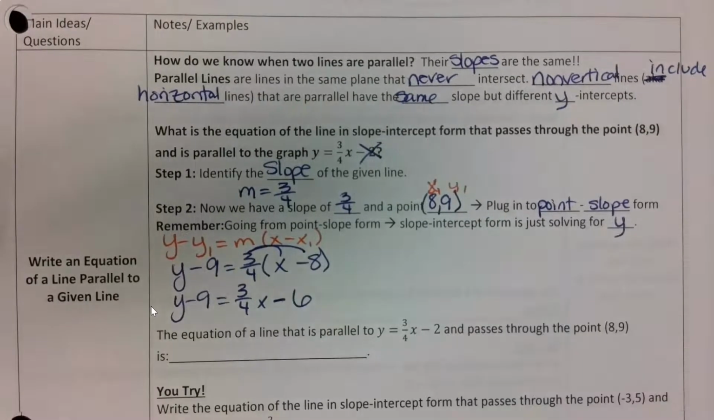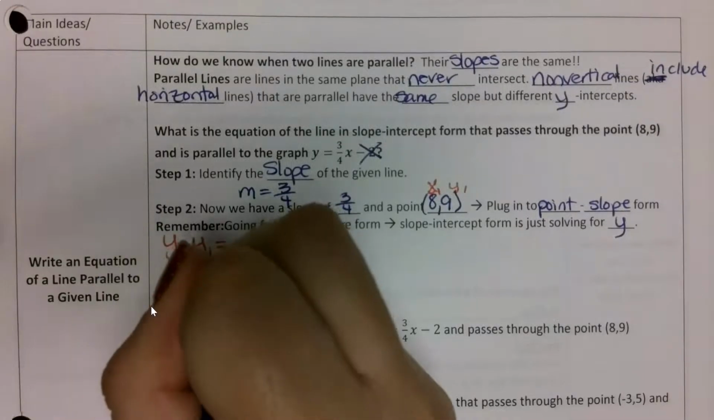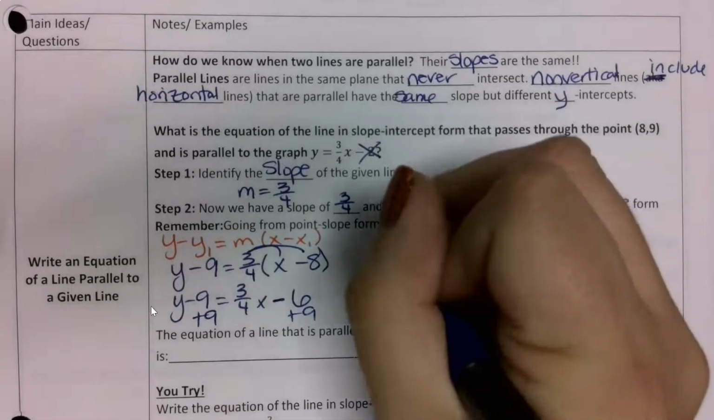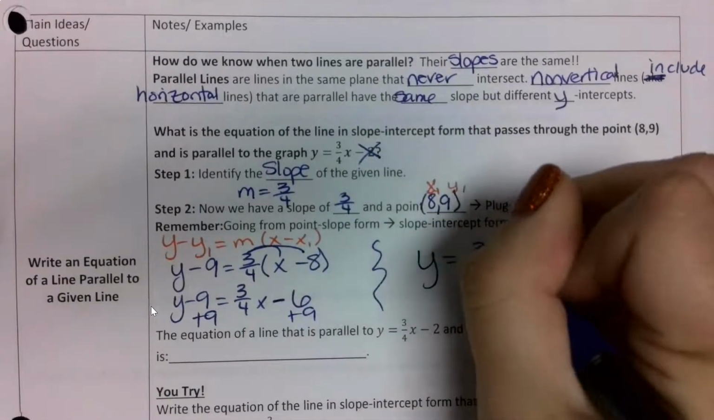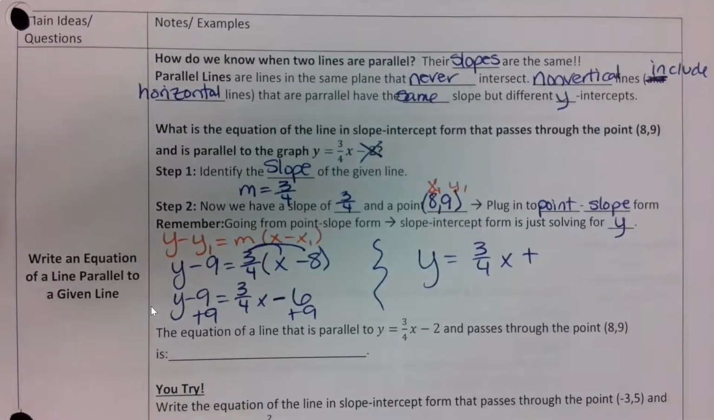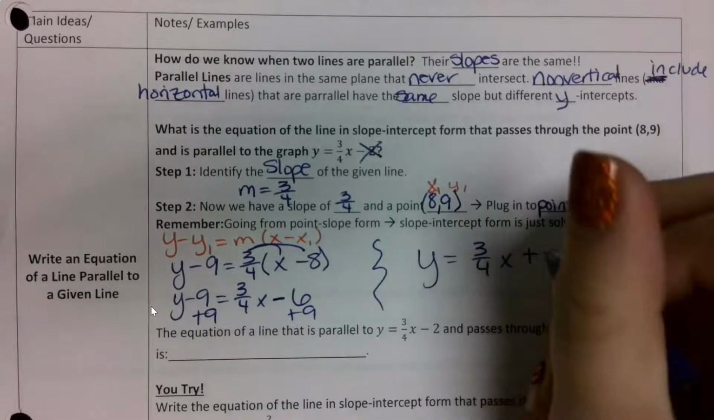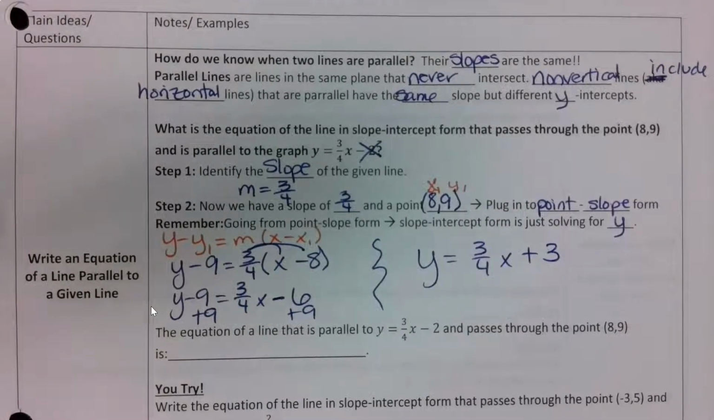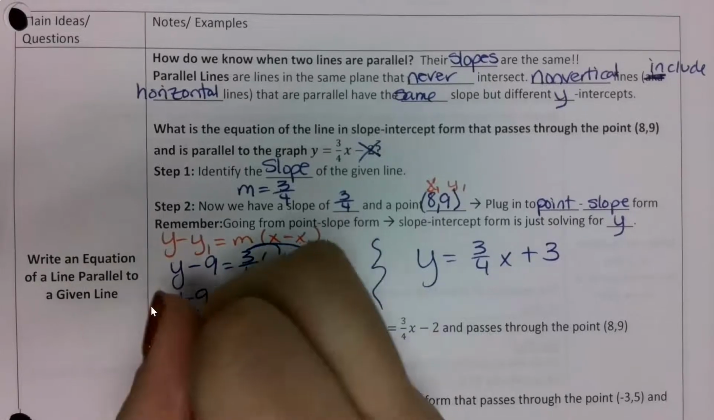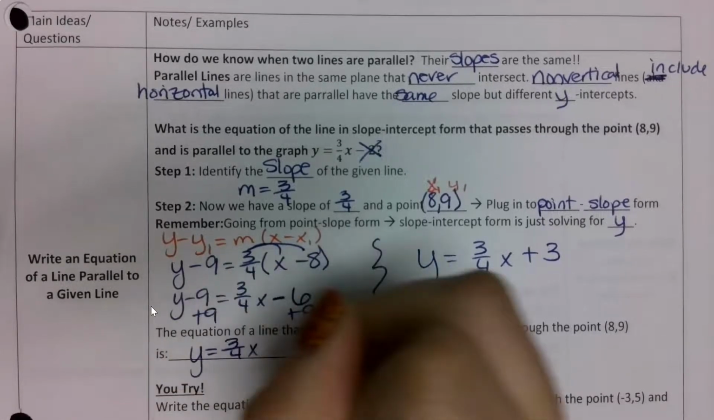Okay. Is this in slope-intercept form yet? What do I need to do to turn it into slope-intercept form? So I get y equals 3/4 x plus what? 3. So the equation of a line that's parallel to y equals 3/4 x minus 2 and passes through the point 8, 9 is y equals 3/4 x plus 3.